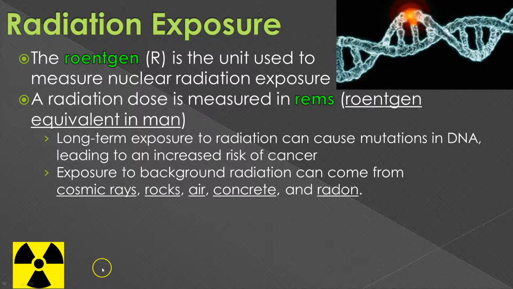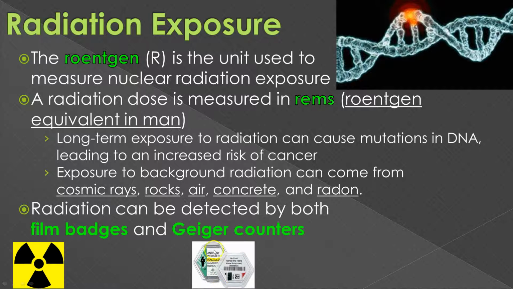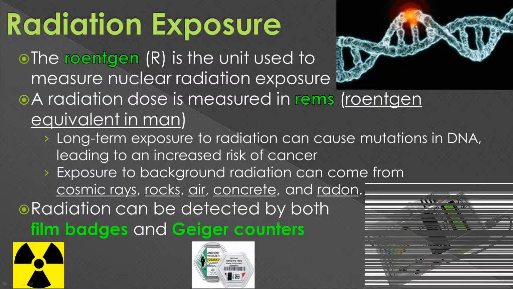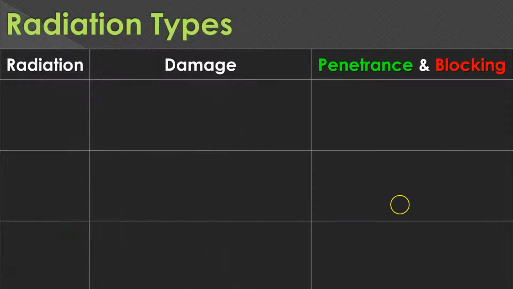This, of course, is the international symbol for radiation. Radiation can be detected by both film badges and Geiger counters. I myself have worn one of these film badges before. You wear it anytime you're around radiation, and they pull them out once every couple of weeks or once a month and check to make sure that you're not getting more radiation than you should be. A Geiger counter measures radioactive decay. It's a little handheld device that can either click or beep depending upon what you are exposing it to or how it's set up.